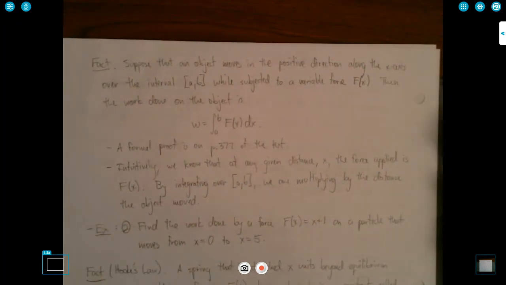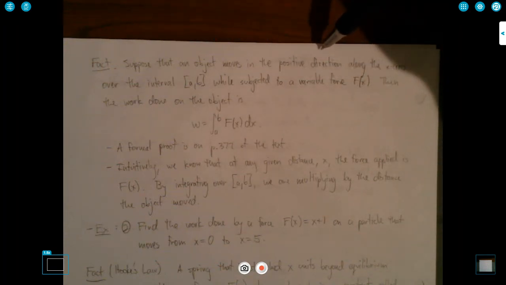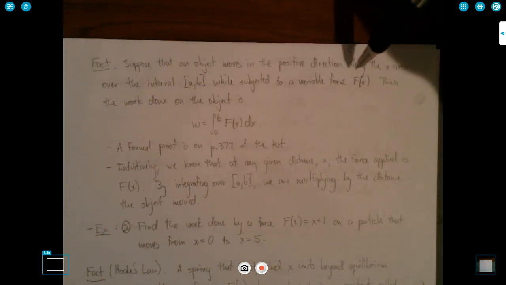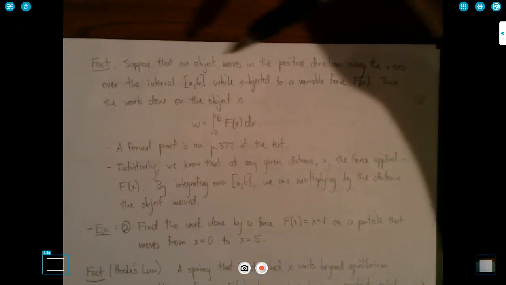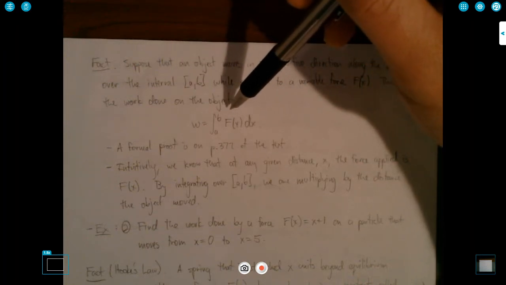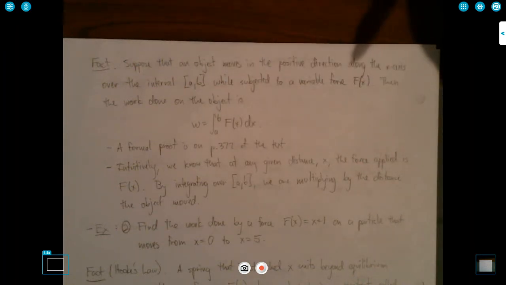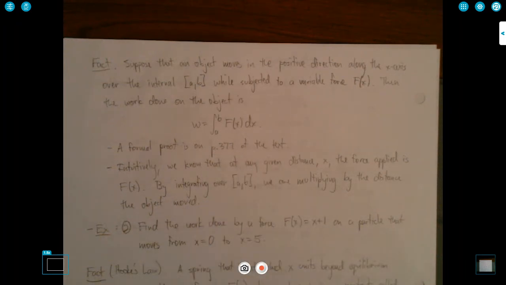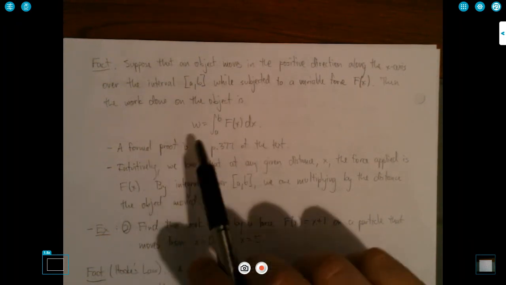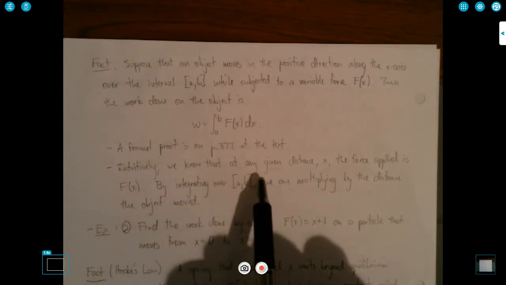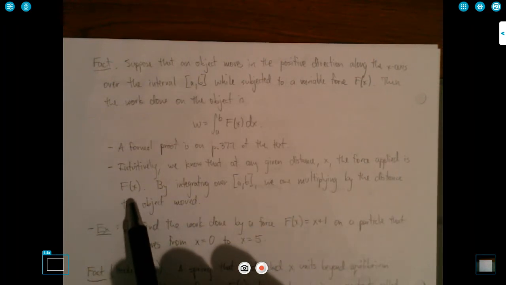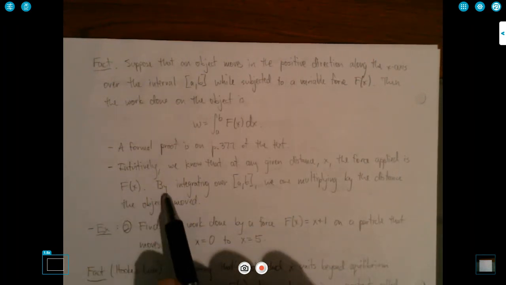Well, here's how we do it. Suppose that an object moves in the positive direction along the x-axis over the interval [a, b] while subjected to a variable force f of x. Then the work done on the object is the integral from a to b of f of x dx. Now, a formal proof of that fact can be found on page 377 in the textbook, but intuitively, the reason for this is because at any given distance x, the force being applied is f of x. Okay?